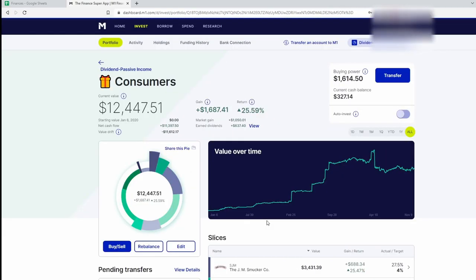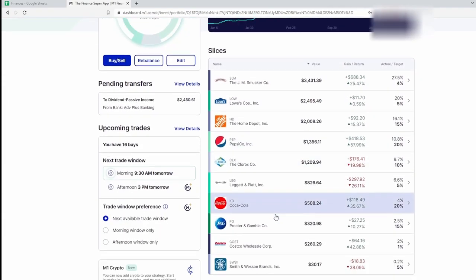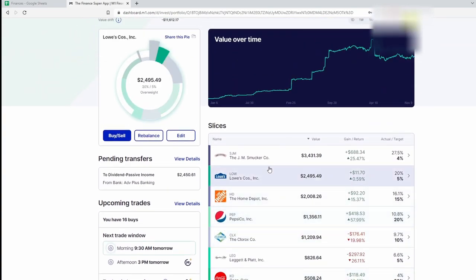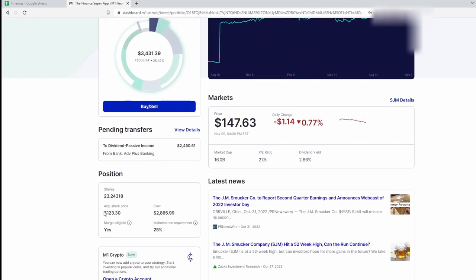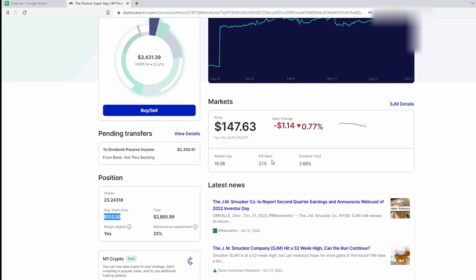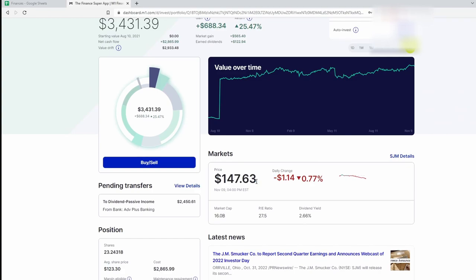Now we got the consumers, consumer cyclicals and defensives. This is the one that actually has the most. We got, first of all, SJM. An amazing company that has been doing really, really good for me, guys. Average share price, look at this, $123.30. Today, $147. This is for the long run, in my personal opinion.